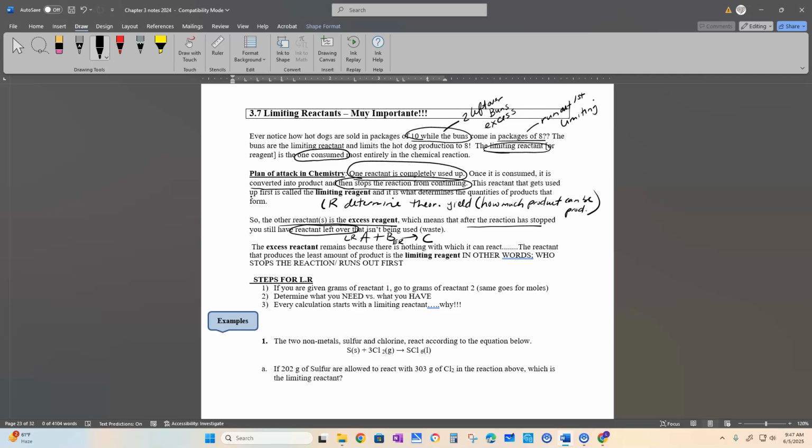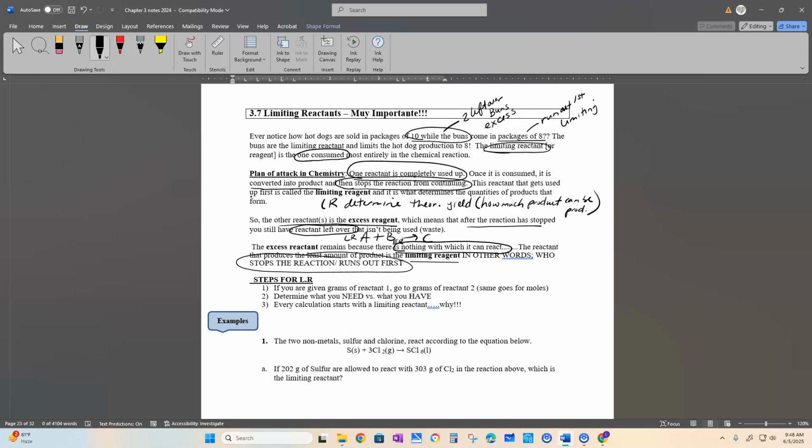Basically, it's like sitting at the bottom of the beaker, looking like a precipitate probably to you, or maybe it's in the weigh boat and you only had to weigh so much and you have leftover sitting in the weigh boat. So it's not part of the reaction. The excess reactant remains because there's nothing to react with it, because the limiting got used up. The reactant that produces the least amount of product is your limiting. So in other words, who stops the reaction?